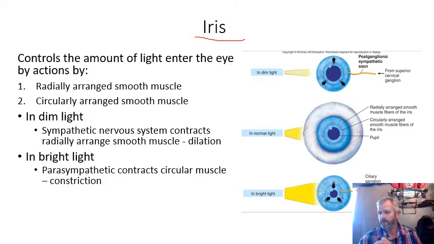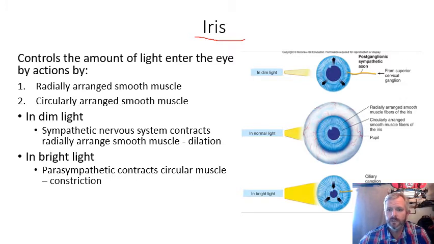But in dim light, you want to have the pupil large because you want more light in so you can get discrimination between the reflected lights, right? So you can get some contrast. So in dim light, we want it big, and in bright light, we want the pupil small.